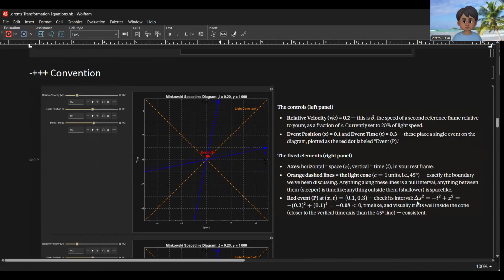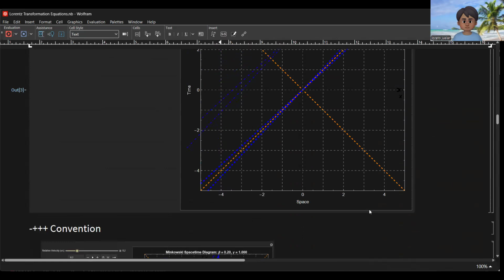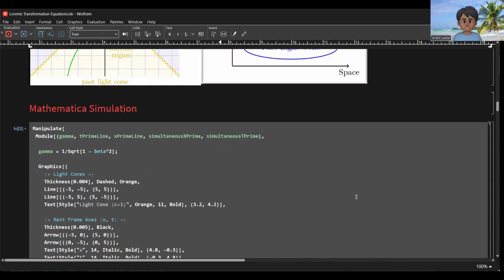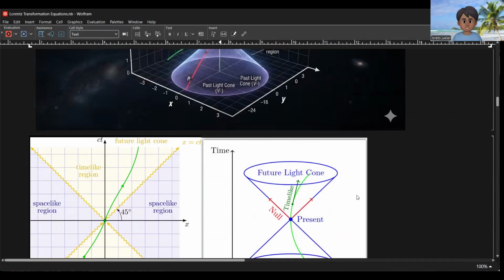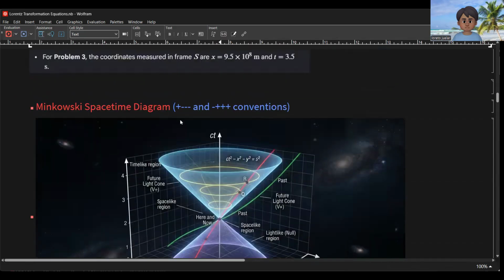So check its interval. So delta s squared equal to negative t squared plus x squared here. So this is equal to negative 0.08. So this is less than 1. So this is time-like. And visually it's as well inside the cone, closer to the vertical time axis than the 45 line, consistent. Because we use the negative, positive convention here.